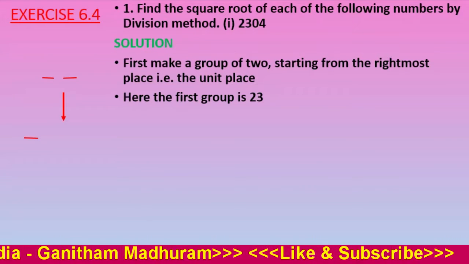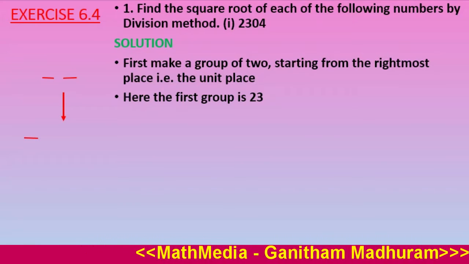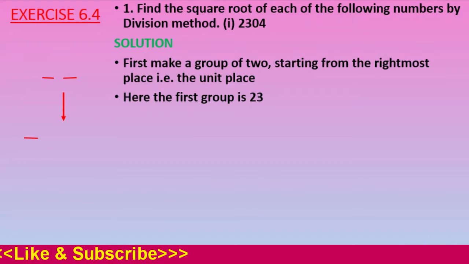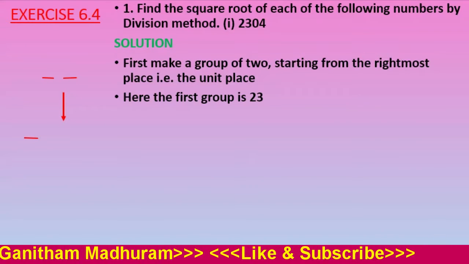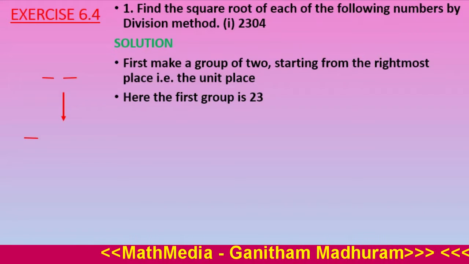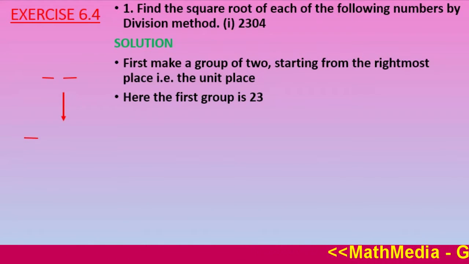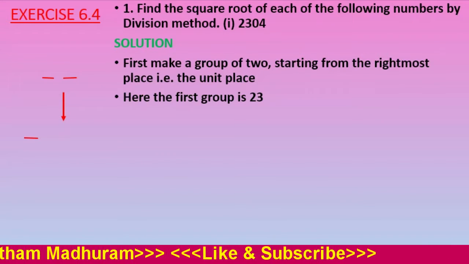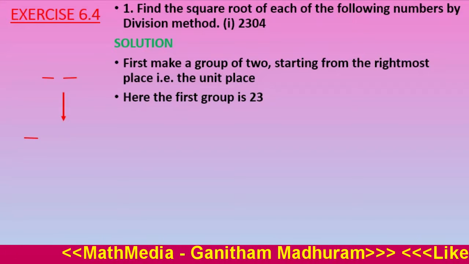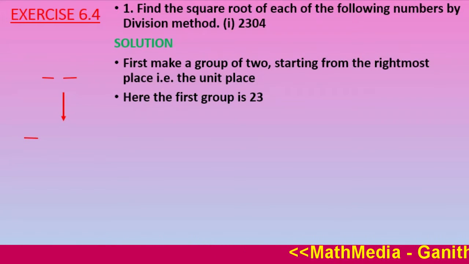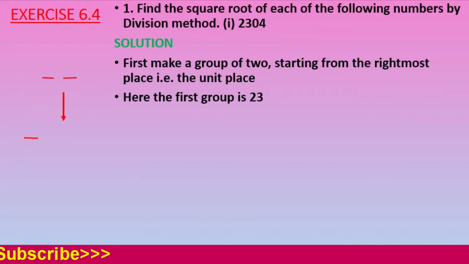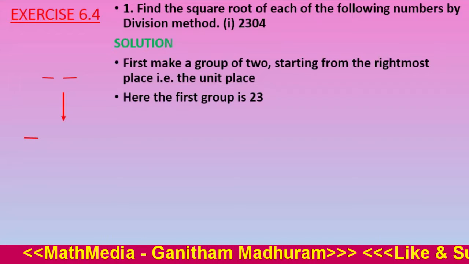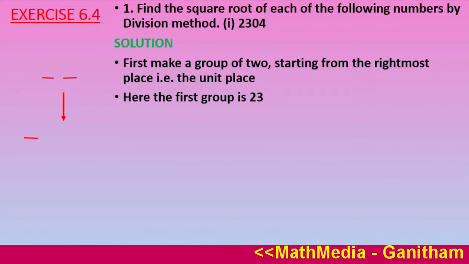Children, be careful. We are making a pair or a group of 2 starting from the rightmost side. That is, 04 will be one group, then 23 another group. After making that, take the first group, which is 23. Now the next step is to check whether 23 is a square number or not. We know that 4 squared equals 16, 5 squared equals 25. That means 23 is not a square number.